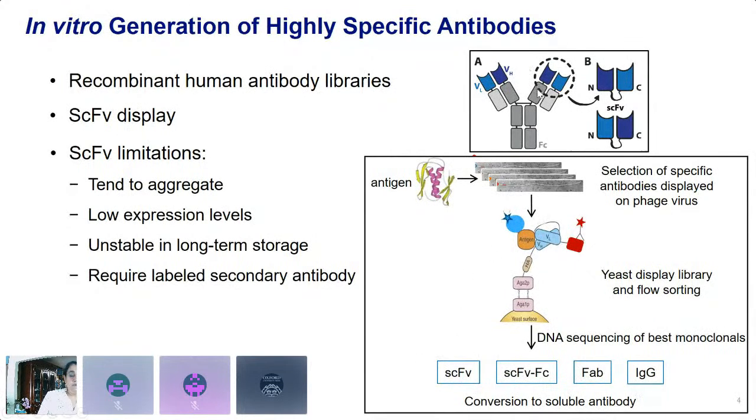As I mentioned previously, we start with scFv, and if you end up with scFv, there are some issues. These are a small molecule, so they have a tendency to aggregate. The expression level in E. coli is lower, and all these things together make problems for purification and long-term storage. And even if you survive all these issues, you still need a secondary antibody for detection.